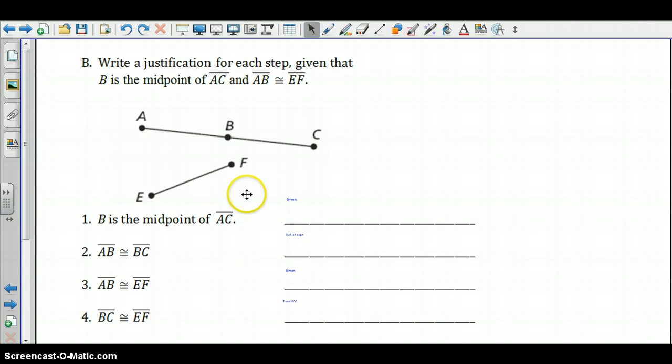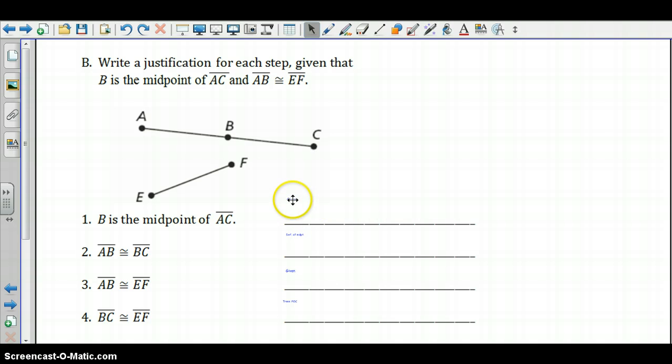Why don't you take a moment or two to come up with the reasons for these statements using this as your starting place. You're given that B is the midpoint of AC and that AB is congruent to EF. Take a minute to try and write each statement in these blanks.